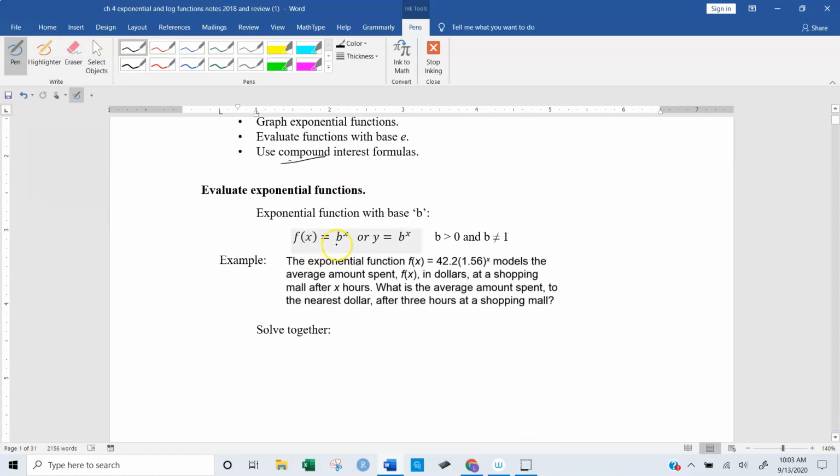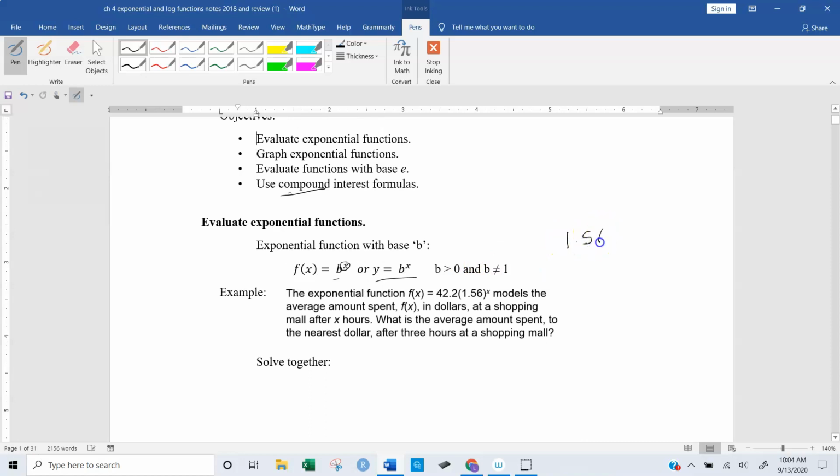All right, first of all, we're going to learn how to write an exponential function. An exponential function means your base is a number, and then your exponent is a variable. So this either grows or decays exponentially. In other words, y equals b to the x. Here's an example: f of x equals 42.2 times 1.56 to the x. Here, 1.56 is our base, and x is our exponent. Since our base is a number, this is an exponential function.